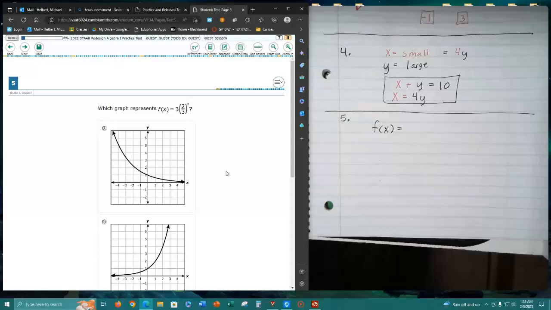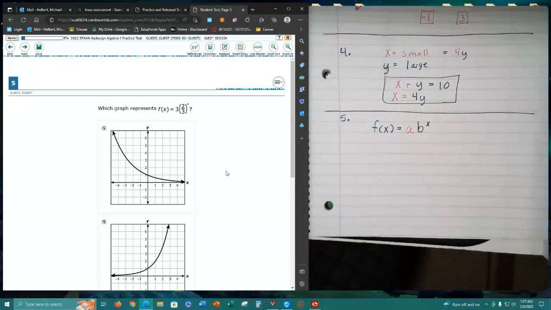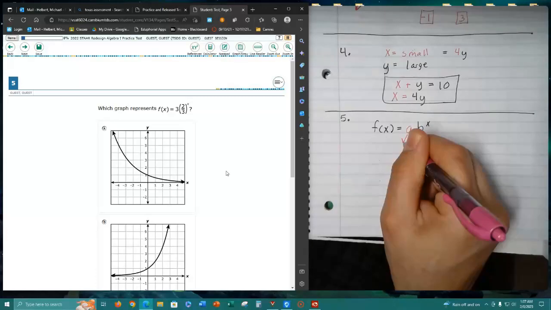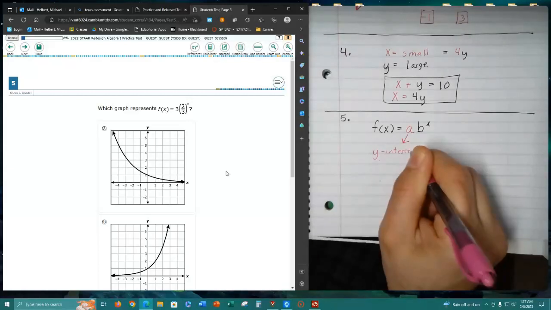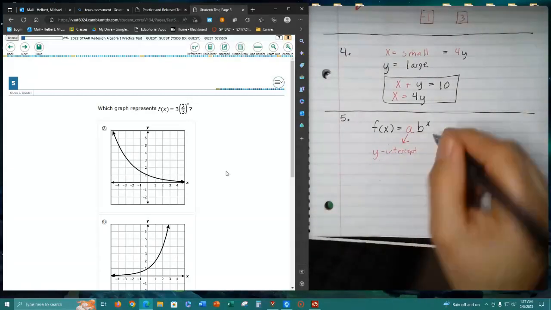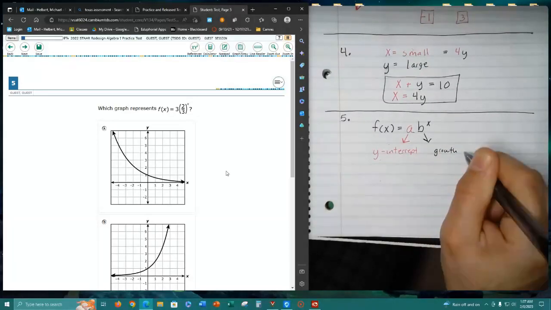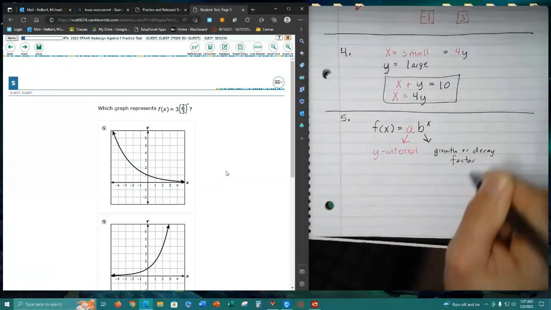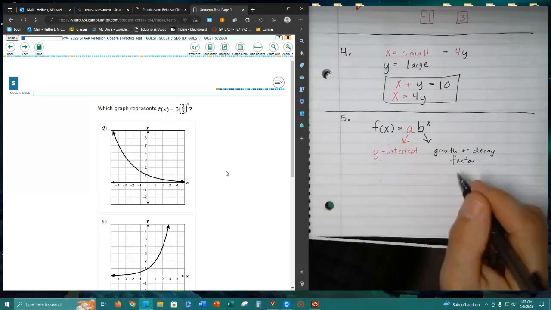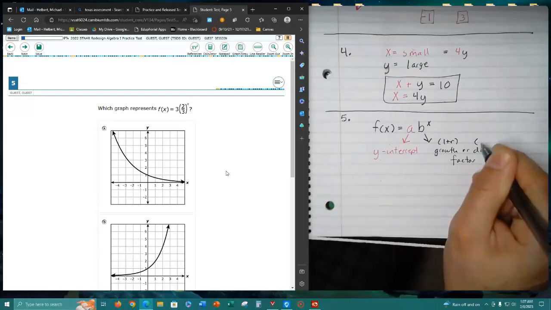It's f of x is equal to a times b to the power of x. That is our equation for exponential functions. And what you got to remember is that a is always going to be the y-intercept. And I want you to remember that b is going to represent your growth or decay factor. In other words, in case of growth, you have 1 plus r. And in case of decay, you have 1 minus r.